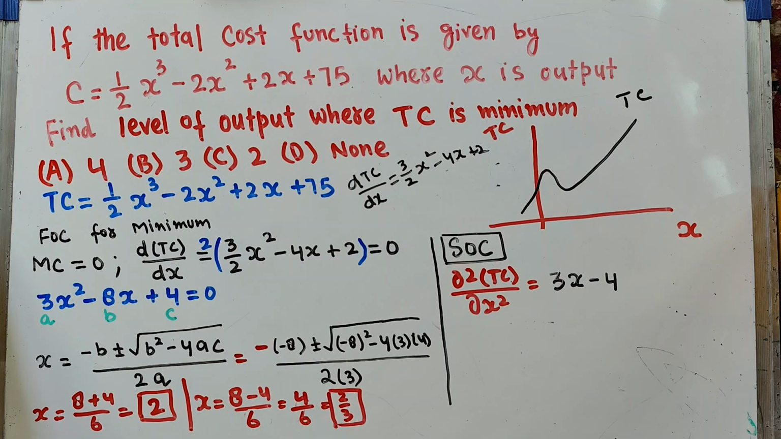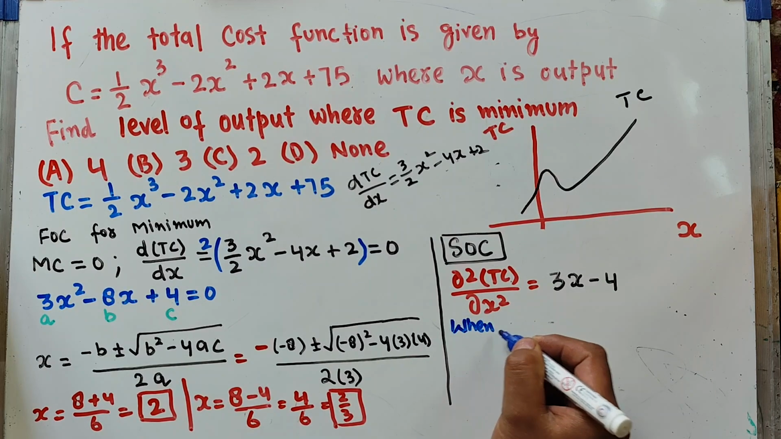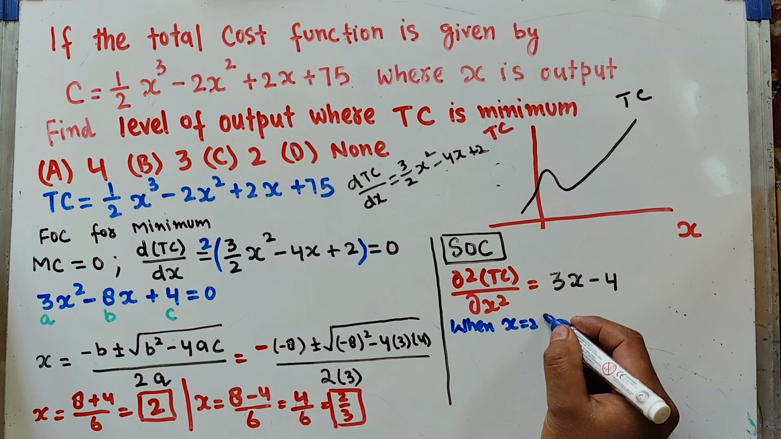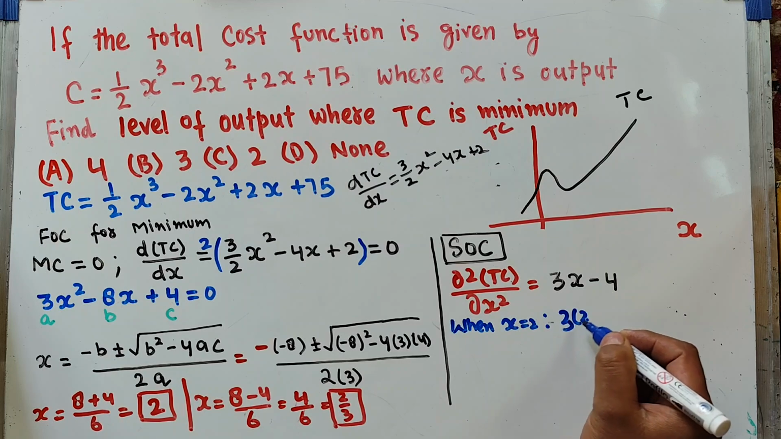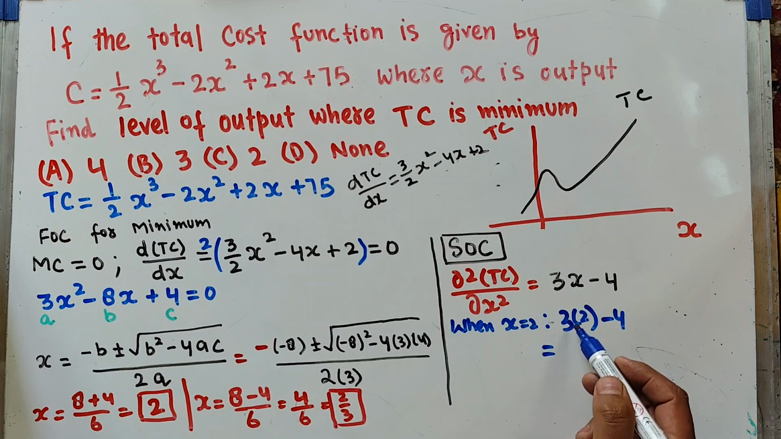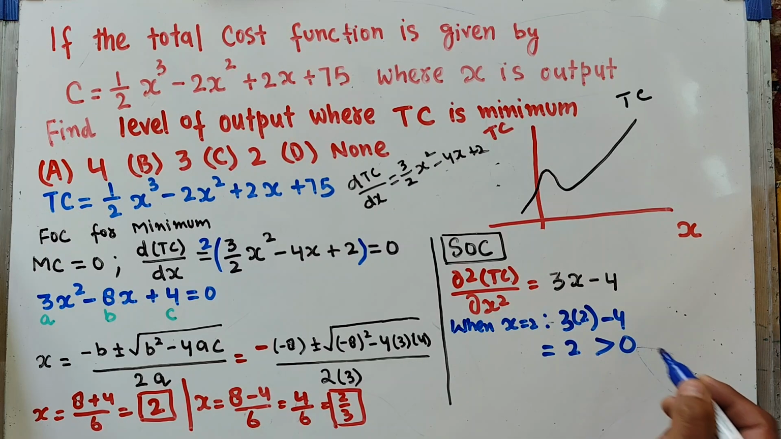Now we need to evaluate it at the critical points, when x is equal to 2 and x is equal to 2 upon 3. When x is equal to 2 in the second derivative, what will happen? We have 3 times 2, which is 6, minus 4, which comes out to be 2, which is greater than 0. When the second derivative comes out to be greater than 0, we are at a minimum.